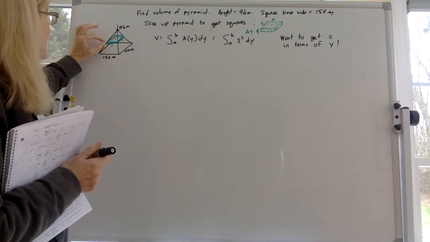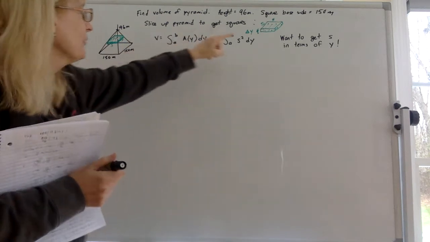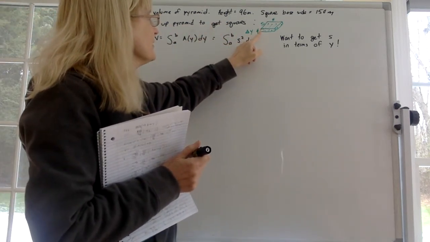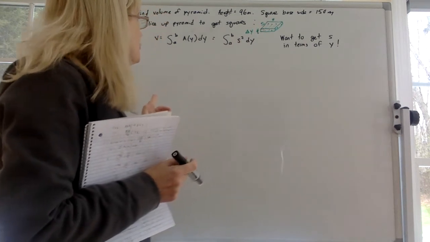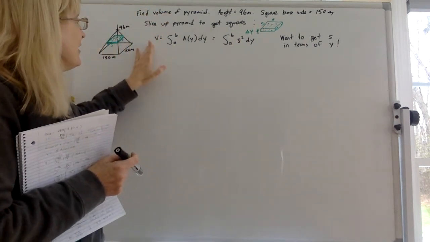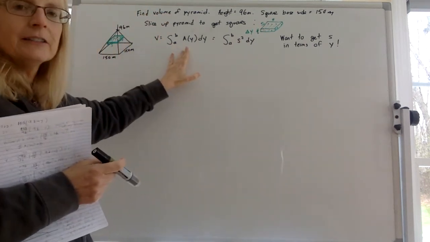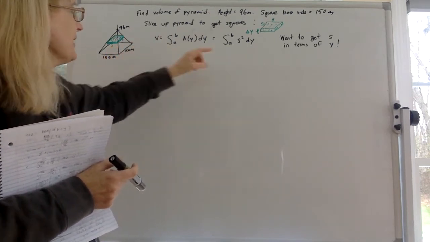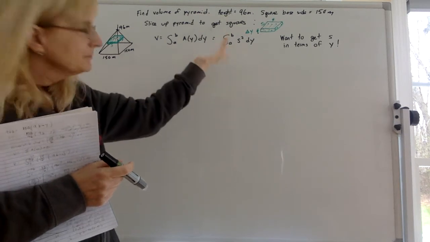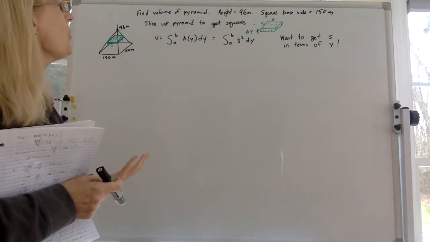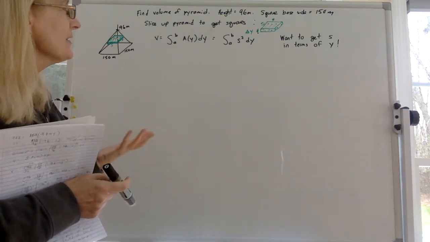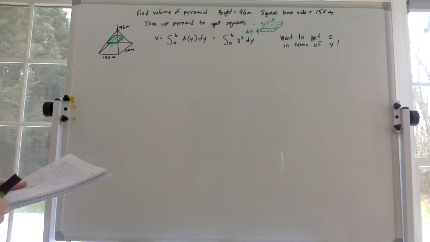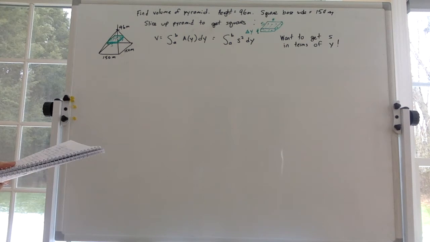Each slice has a thickness of delta y. We consider this the y-axis. So we have a delta y thickness and the sides are S. Remember, to find the volume, you integrate the area. So what's the area of a slice that's S by S? It's S squared, right? So what's the deal here? We can't just use S's. We have to get S in terms of y. We're going to have to get S as an expression that has y's in it.